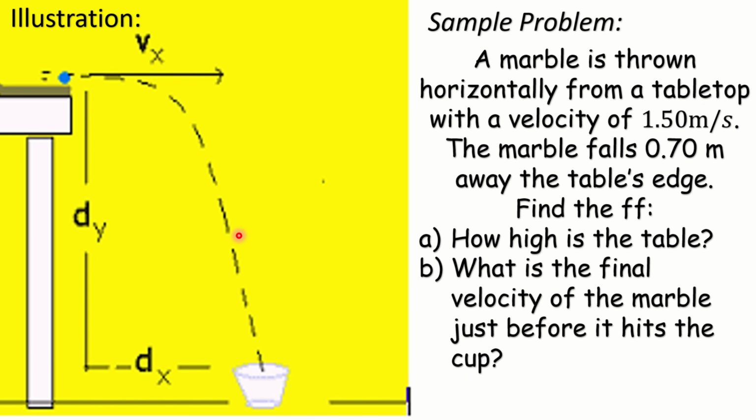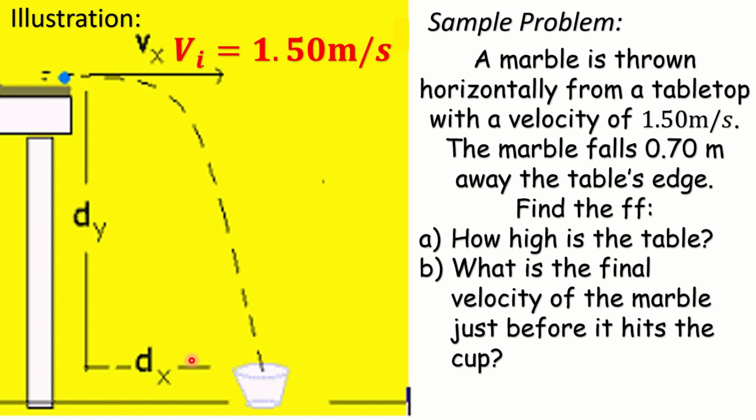Let us have an example problem to solve. A marble is thrown horizontally from a tabletop with a velocity of 1.50 meters per second. The marble falls 0.70 meters away from the table's edge. Find the following. How high is the table, and what is the final velocity of the marble just before it hits the cup? First, let us illustrate the problem. A marble is thrown horizontally with an initial velocity of 1.50 meters per second. We are going to represent it as Vi, or initial velocity.